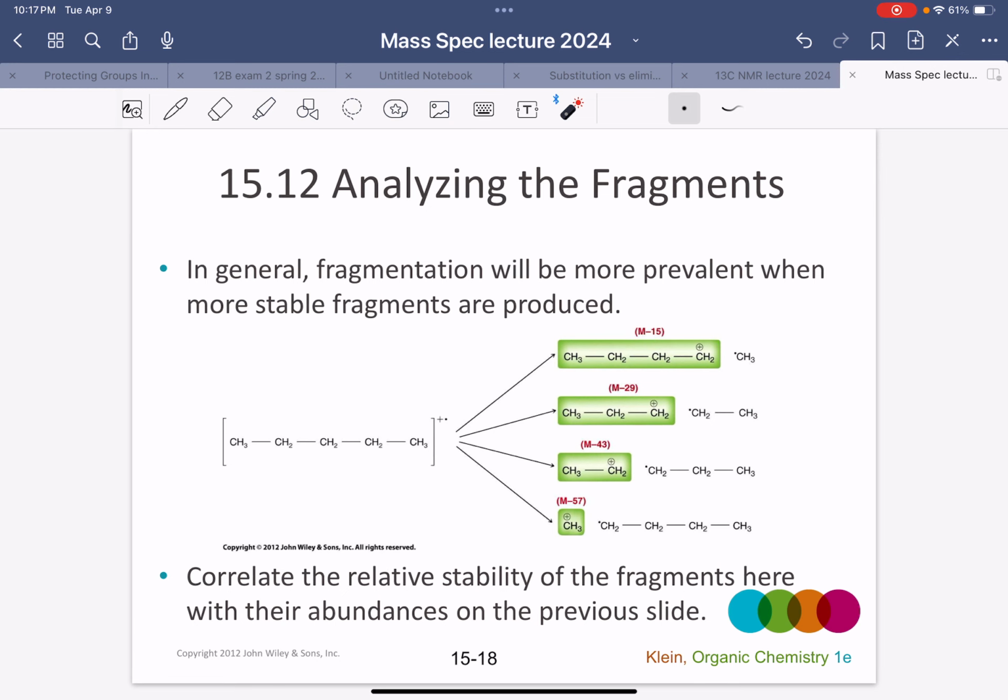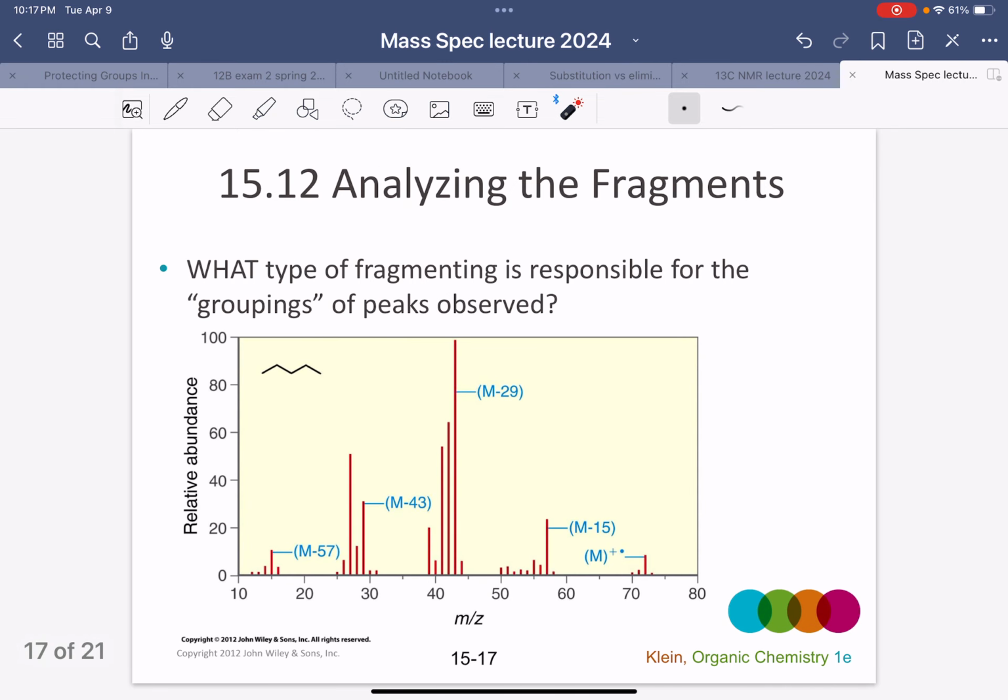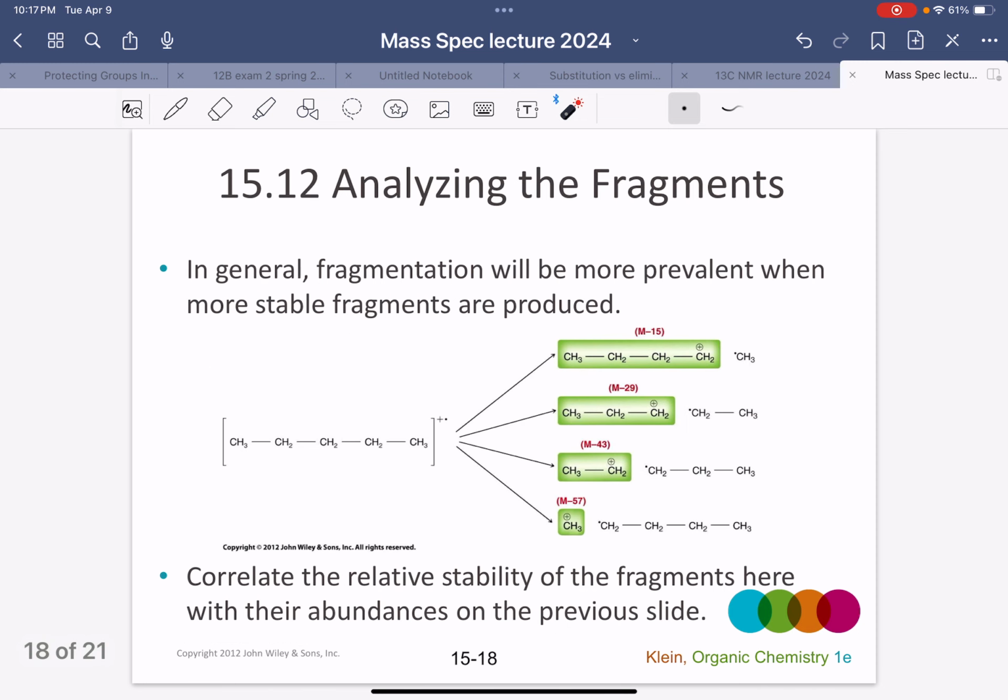All right. In general, the relative amounts of the different fragments you get depends on their stability. So it definitely looks like the M-29, so our propyl ion, is the most stable. And the bigger ions and the smaller ions are less stable. So it's more likely to split into 3 and 2 than it is into 4 and 1, or stay intact. All right.